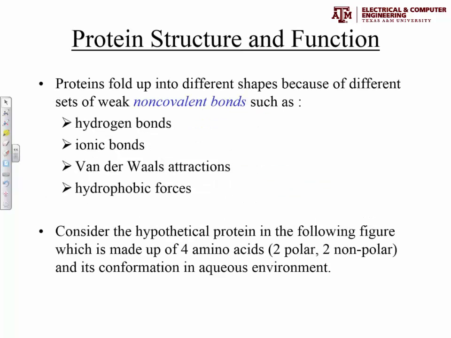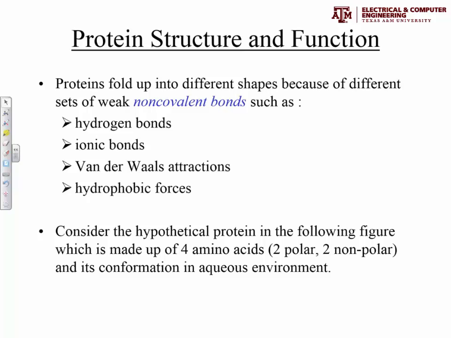Now proteins fold up into different shapes because of different sets of weak non-covalent bonds, right? So when you have a long protein molecule, it has different amino acids with different side chains, right? So they have different properties, right? So there are a lot of different forces of interaction. So the first one would be hydrogen bonds, right? If you remember, when we looked at proteins, there was a nitrogen and hydrogen sticking out, and there was a carbon double bonded with oxygen, right?